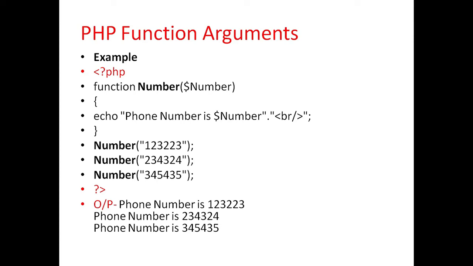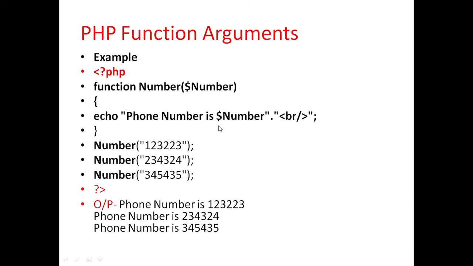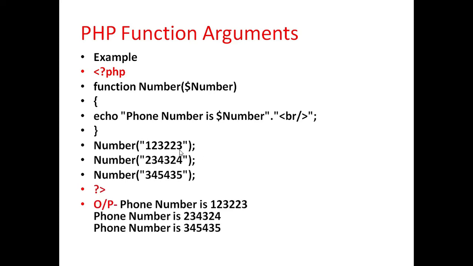Here is an example for PHP function with an argument. Here function number is defined with one parameter number, and inside the function with echo statement phone number is printed. When we execute the function with parameter value, it will print phone number is the value that we have given in the bracket.